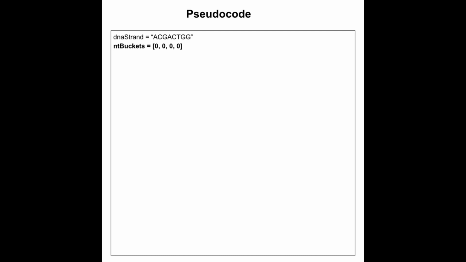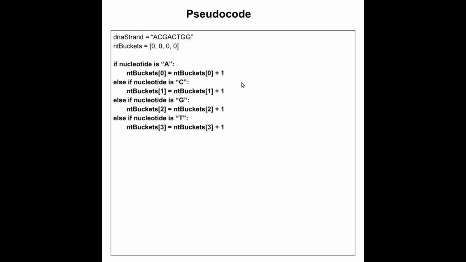Next, we'll need some conditional logic to add a marble to the appropriate bucket if we see a certain nucleotide, and it's going to look something like this. If the nucleotide we're looking at, which is just a character, is an A, we need to add a value of 1 to the adenine bucket, which is at index 0. Else, if the nucleotide happens to be a C, we want to add a marble to the C bucket, which is at index 1, and as you can see, each bucket has its own specific index.